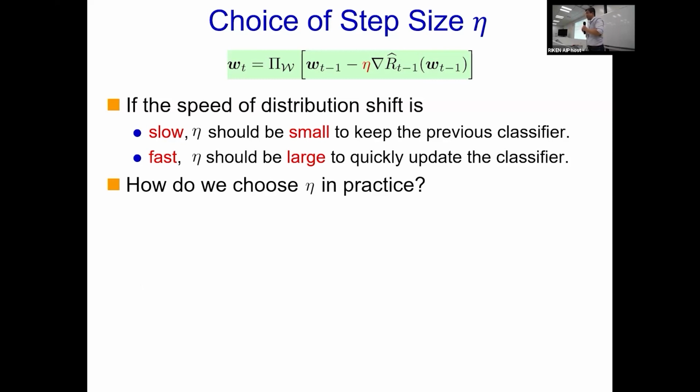So if we know the change of distributions exactly, then actually we can choose the optimal eta in some way. But in practice, we don't know the distribution shift. So how do we choose eta in practice? That's the question here. Then our proposal is to use ensemble learning.